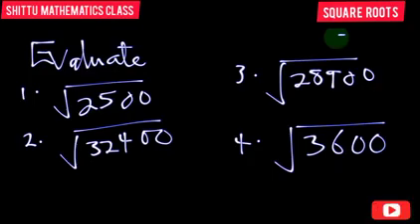Into this tutorial today we are going to be looking at these problems on the board. The question says we should evaluate: 1. The square root of 2,500, 2. The square root of 32,400, 3. The square root of 28,900, 4. The square root of 3,600. Now we are going to be looking at the simplest way of finding the square root of these problems.